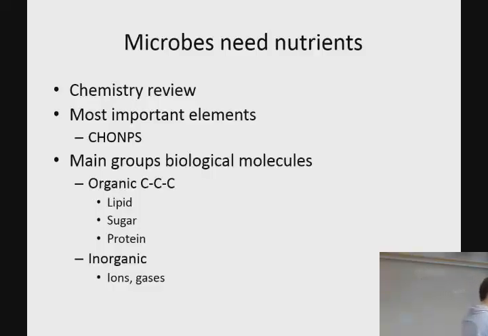Okay, so let's briefly talk about nutrient requirements. I'm not going to really go into a major chemistry review, but these 6 atoms are the most common elements. In addition, you need some trace elements such as magnesium and calcium, things like that. But carbon, hydrogen, oxygen, nitrogen, phosphorus, and sulfur make up the bulk of the cell.